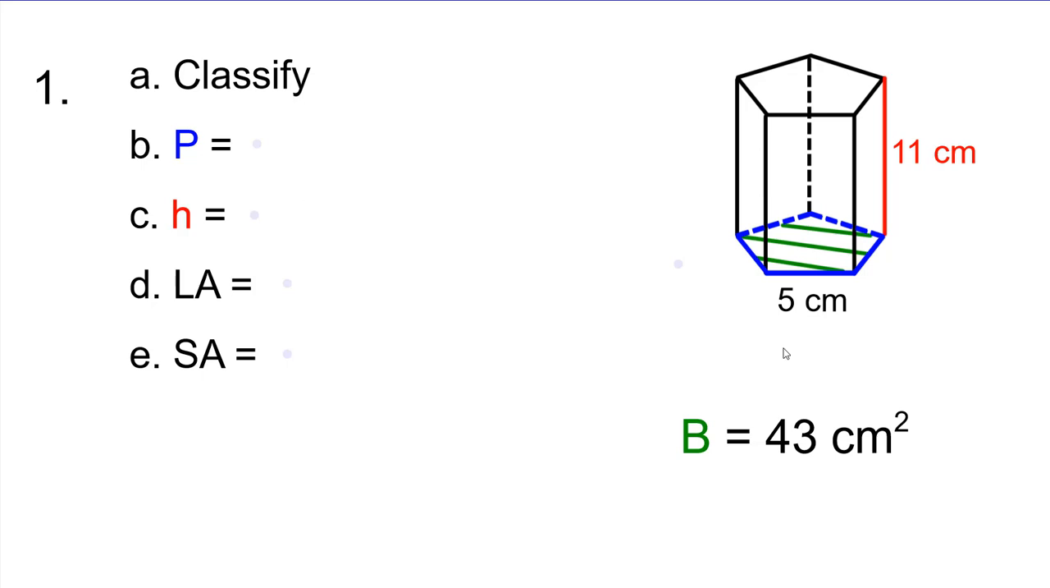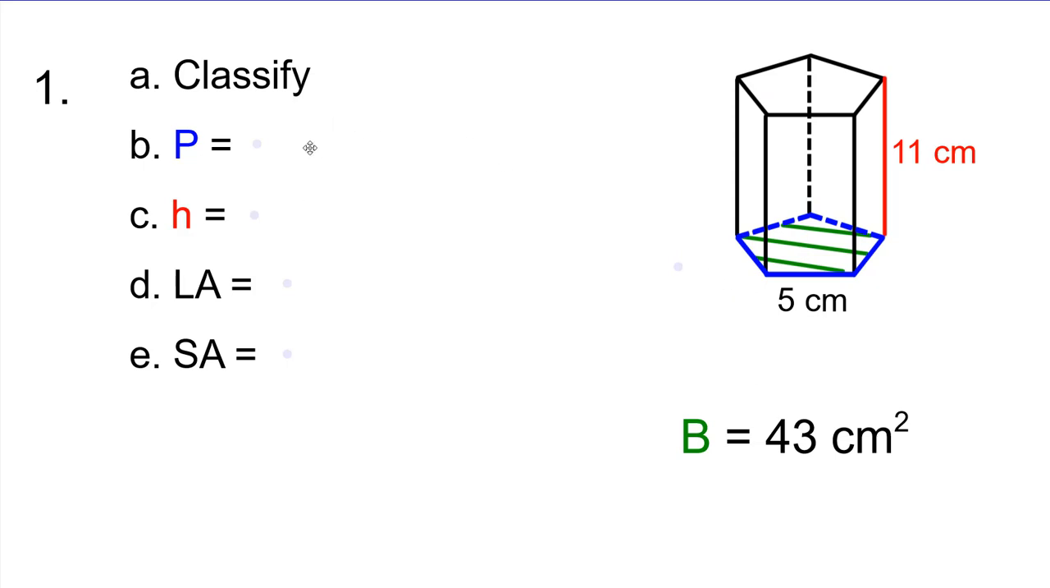So on number 1, we want to classify. Let me actually pull up the assignment on my second monitor so I can read along. Okay, so we want to classify the prism at the right. So what kind of a prism? What's our base? Well, if we look over here, we've got rectangles and we've got these pentagons. The pentagons are on parallel planes, right? And they're congruent to each other. And so it's going to be a pentagonal hexagon. Or sorry, a pentagonal prism.